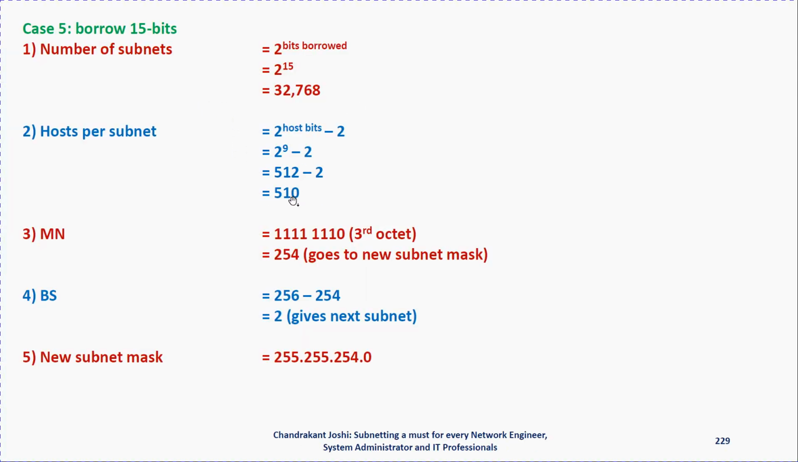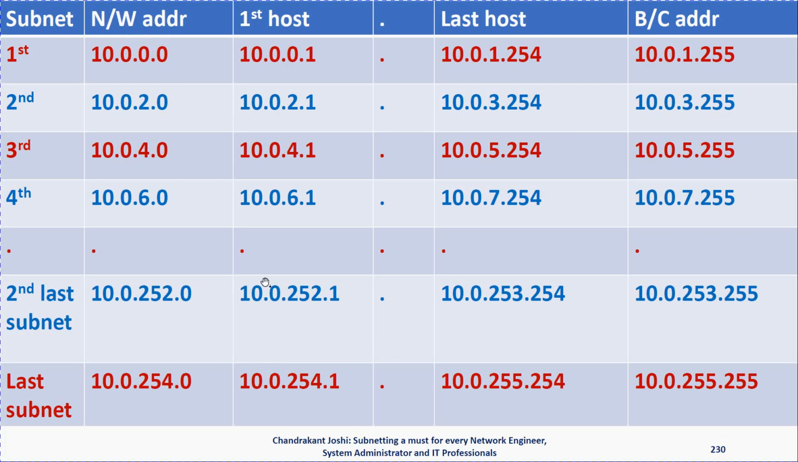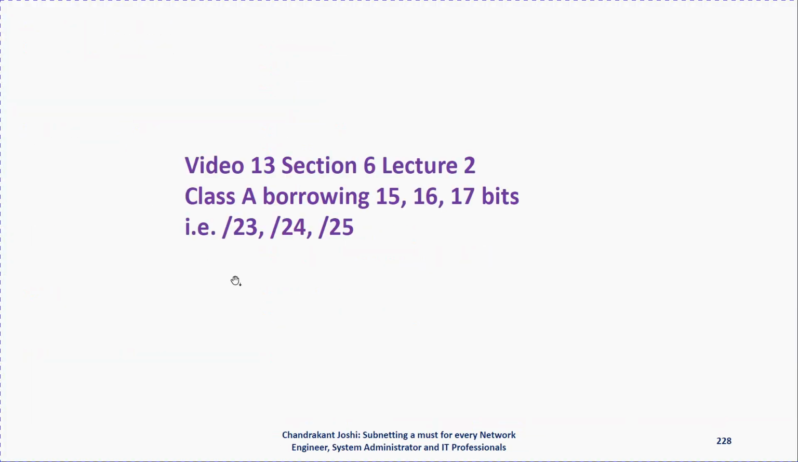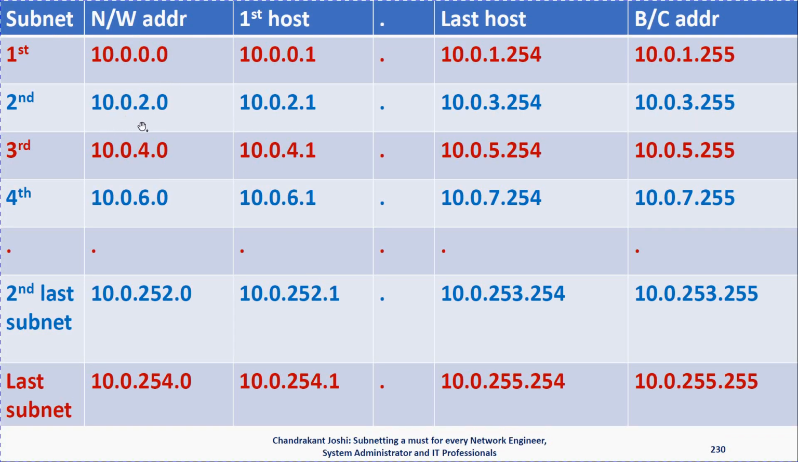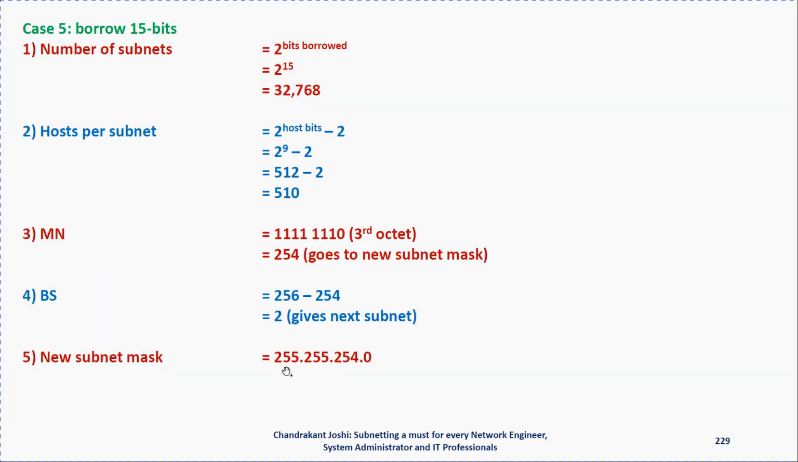So we get 510 hosts per subnet, and each subnet will have this new subnet mask, because this subnet mask is for all of these subnets. So its subnet mask will be 255.255.254.0. Likewise, this subnet will also have the same subnet mask.